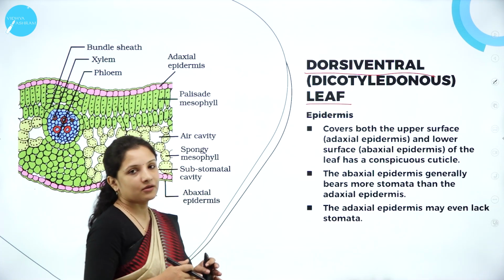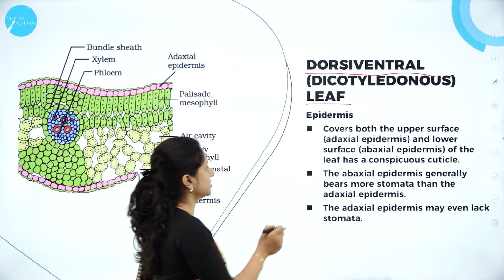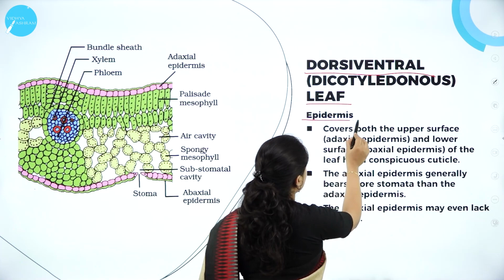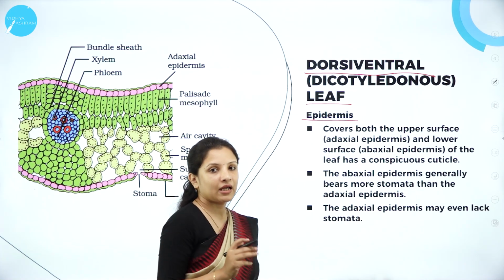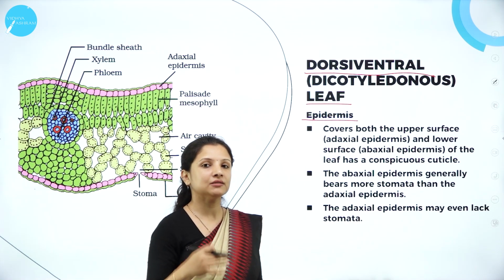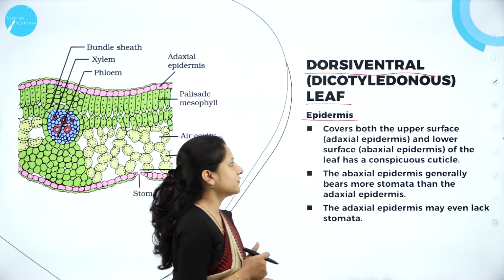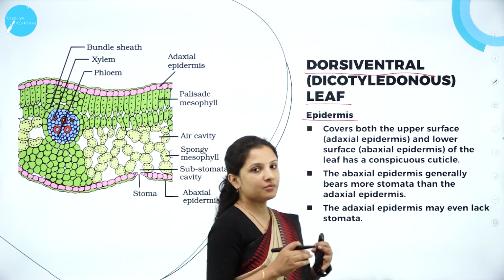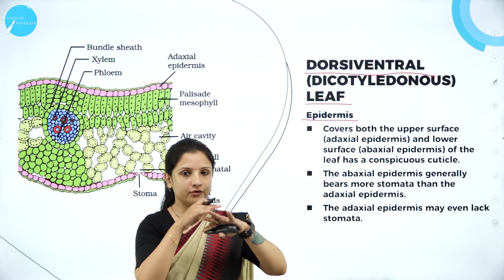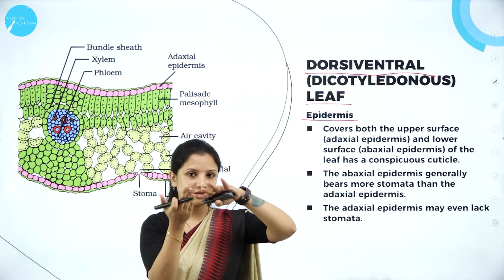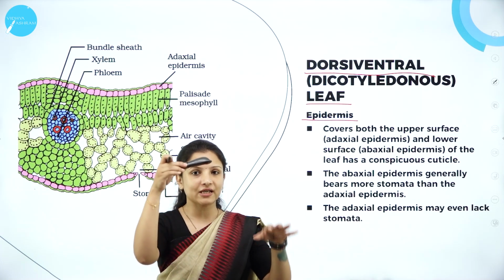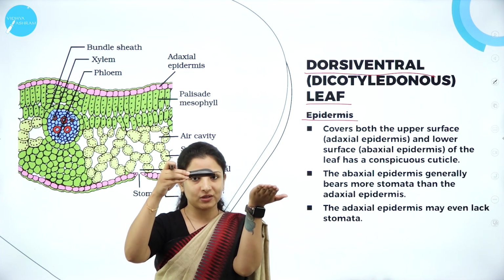So what are the different types of cells that are present? It is first covered by a layer called as epidermis. Epidermis, again epi means outside, derma means skin. So the outermost layer, which is the epidermis. So epidermis is present both on the upper and the lower side of the leaf, because for a leaf we can say it has an upper side and a lower side, right?